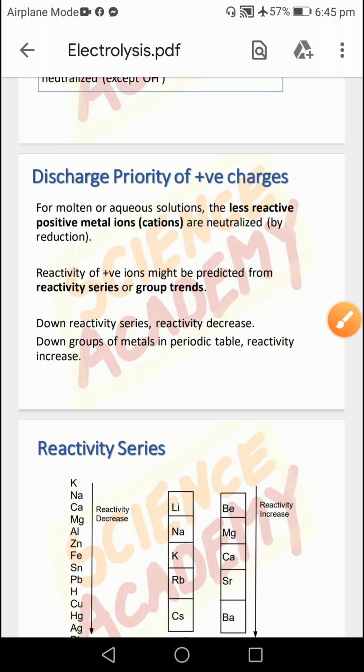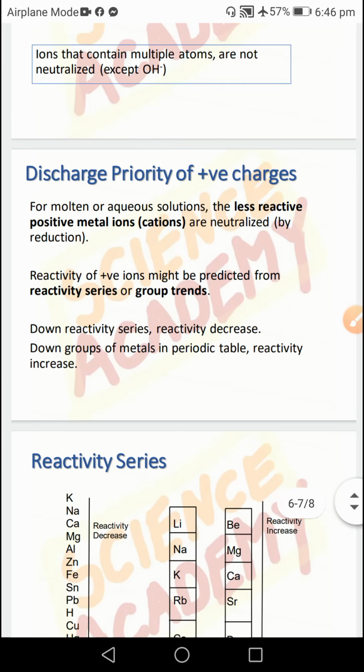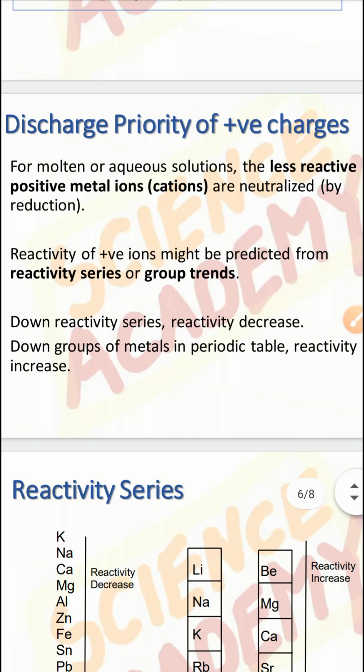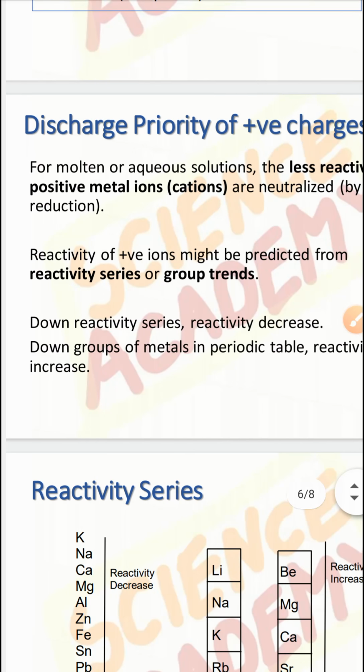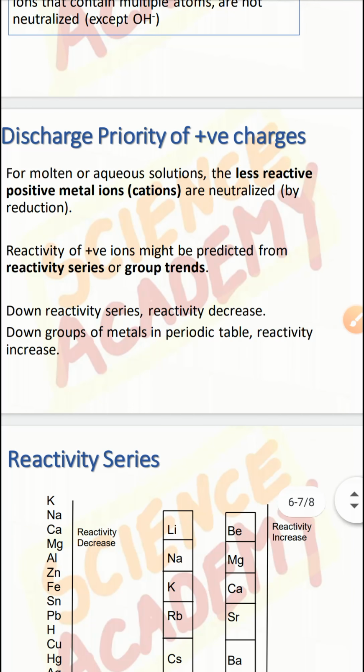So how will we understand which ion will get neutralized and which ion will remain as it is? Here the rule is given. For molten, I hope you can see it.